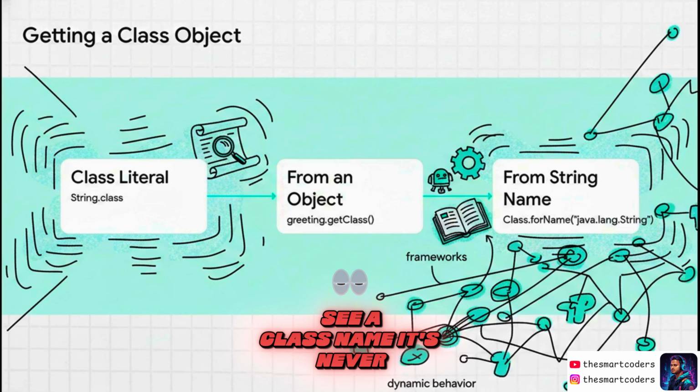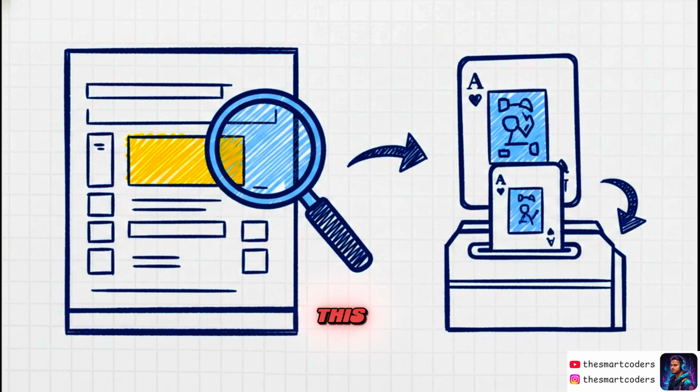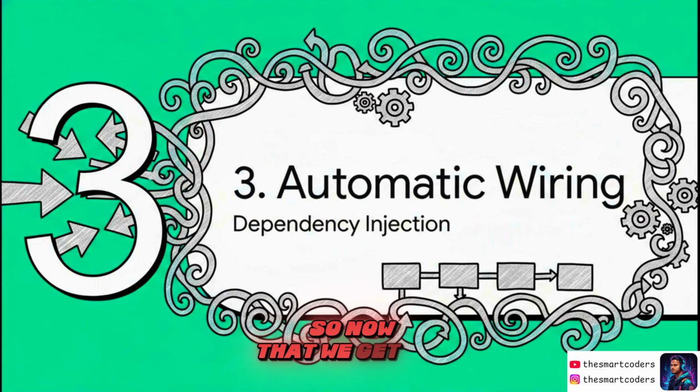And here's where the real power kicks in. Once you have that blueprint, you can ask for a specific tool, say a method, just by knowing its name. Then you can command that tool to run, or invoke it, on any object that it's compatible with. We're basically turning the very structure of our code into data that we can play with. This is the fundamental trick that makes all the other magic possible. So now that we get the basic mechanism, let's see how frameworks use it to solve that huge wiring problem we talked about earlier.